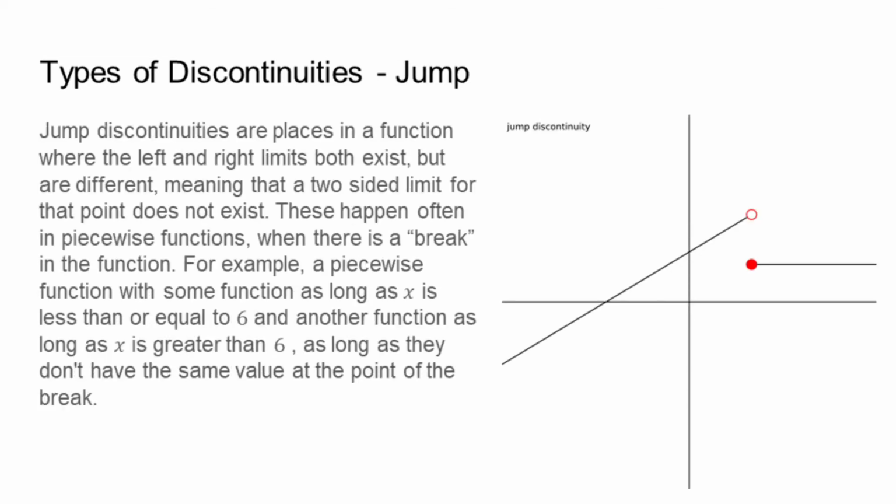Jump discontinuities. Jump discontinuities are places in a function where the left and right limits both exist but are different, meaning that a two-sided limit for that point does not exist. These happen often in piecewise functions where there is a break in the function. For example, a piecewise function with some function as long as x is less than or equal to 6 and another function as long as x is greater than 6, as long as they don't have the same value at the point of the break.